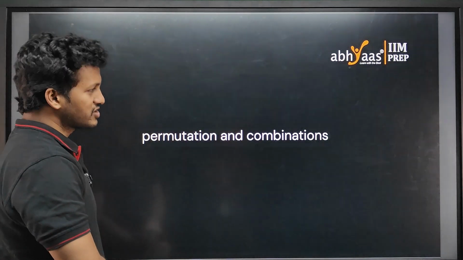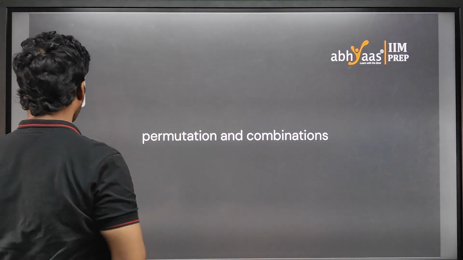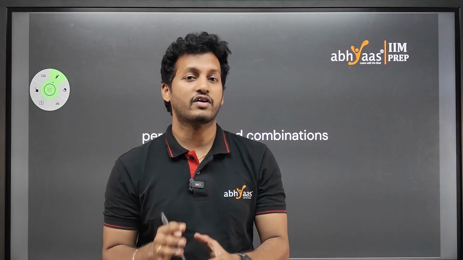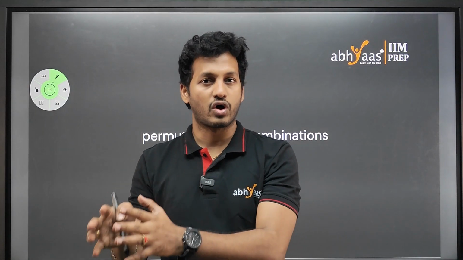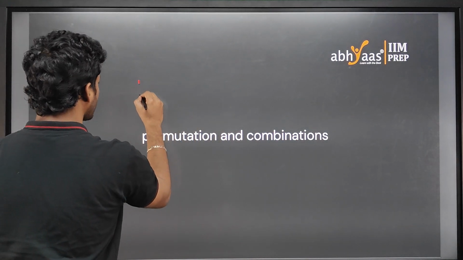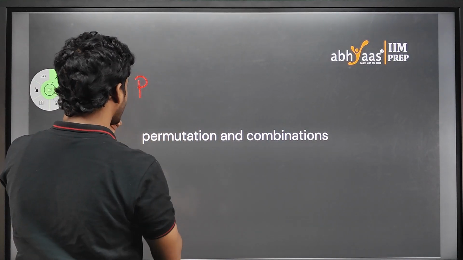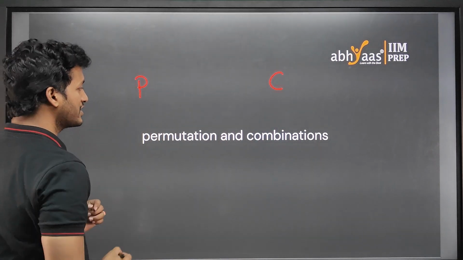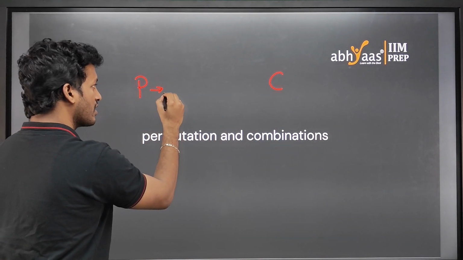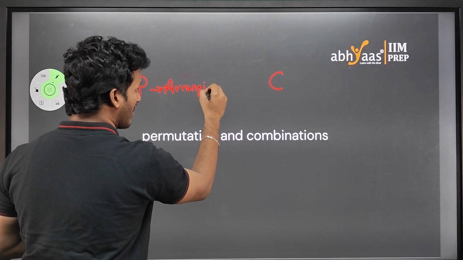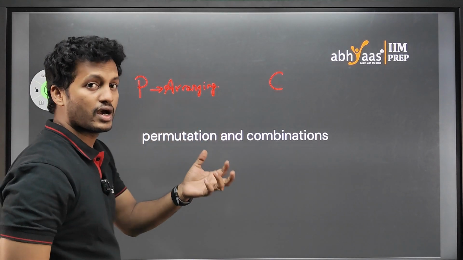So coming to permutations and combinations, let's start from the very basics. What is permutation, what is combination? Students generally get confused about when to use permutation and when to use combination. It's very easy to remember this. Permutation we take as P and combination we take as C. So when to use permutation? It is only for arrangement. When arranging things, I have to take permutation.